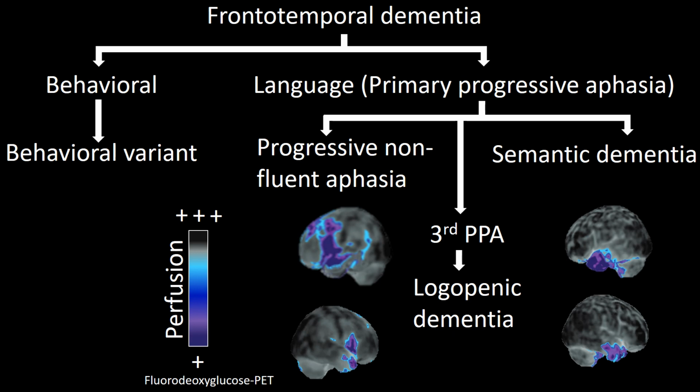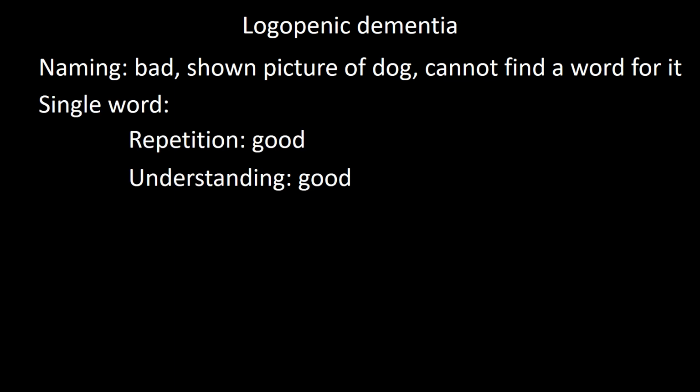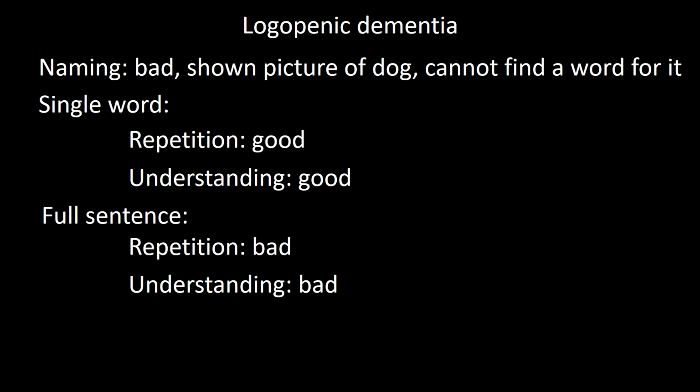In addition to these two forms of primary progressive aphasia, there is a third type called logopenic dementia. Logopenic dementia is a very interesting condition. Naming is bad. If you show a picture of a dog, a patient with logopenic dementia cannot find the word for it. Single word repetition and understanding are good, but full sentence repetition and understanding are very bad.